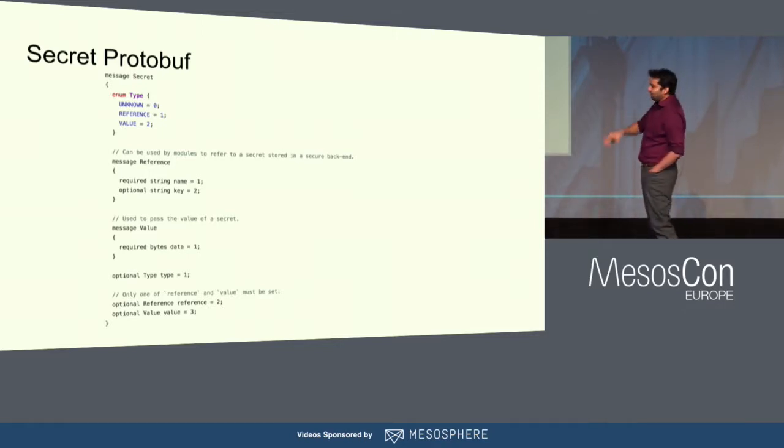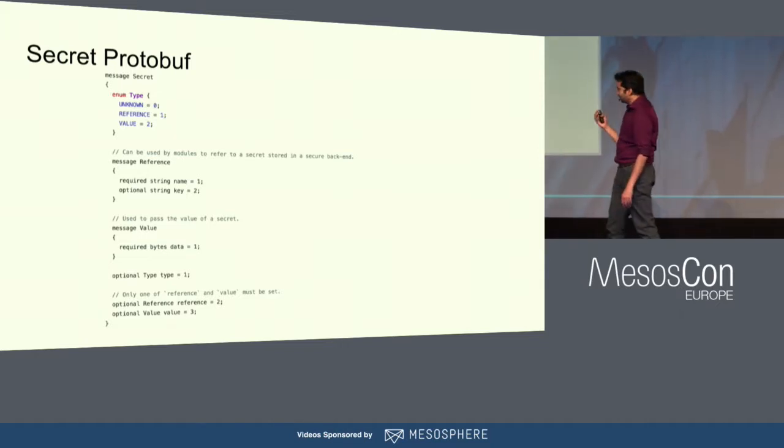We also have a key in there just in case your secret object is actually a hash map and you don't want to get the whole hash map, but you want to key into it. There's additional flexibility there that we provided in the reference.